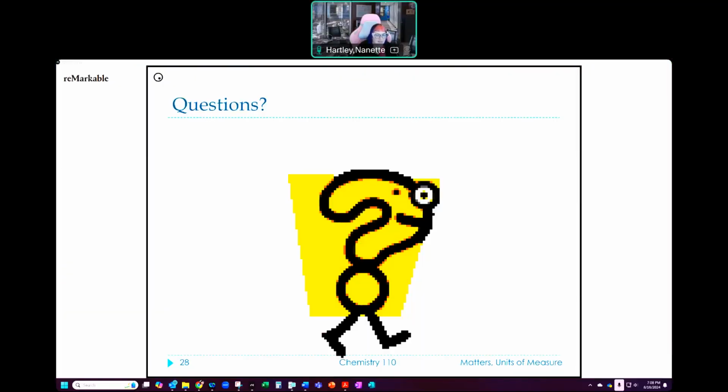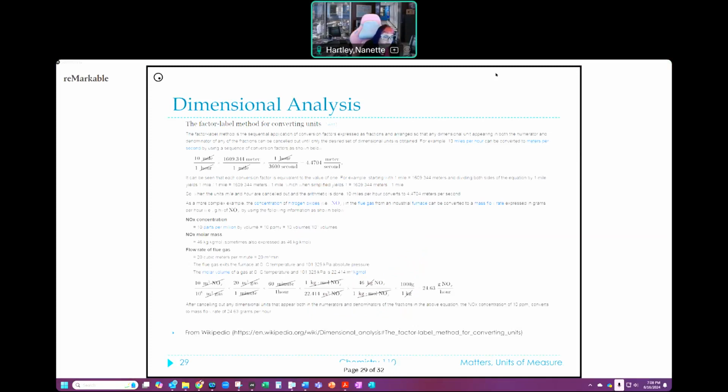Glad we're back. We are going to pick up here and move into dimensional analysis. Now, dimensional analysis is a big fancy term for doing math with units. It's also called the factor label method for converting units. Now, it's not just for converting units, right?